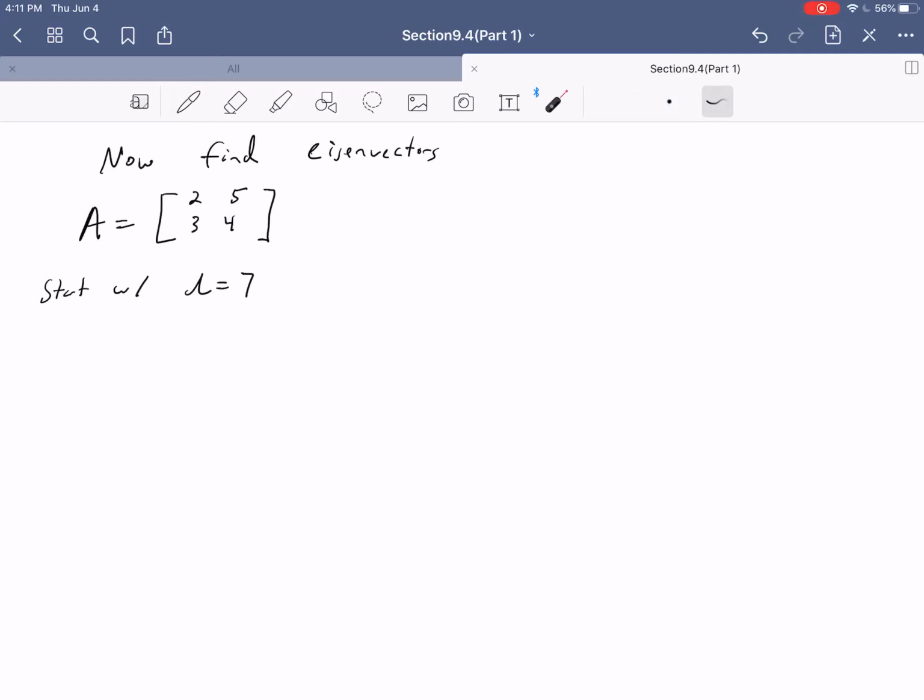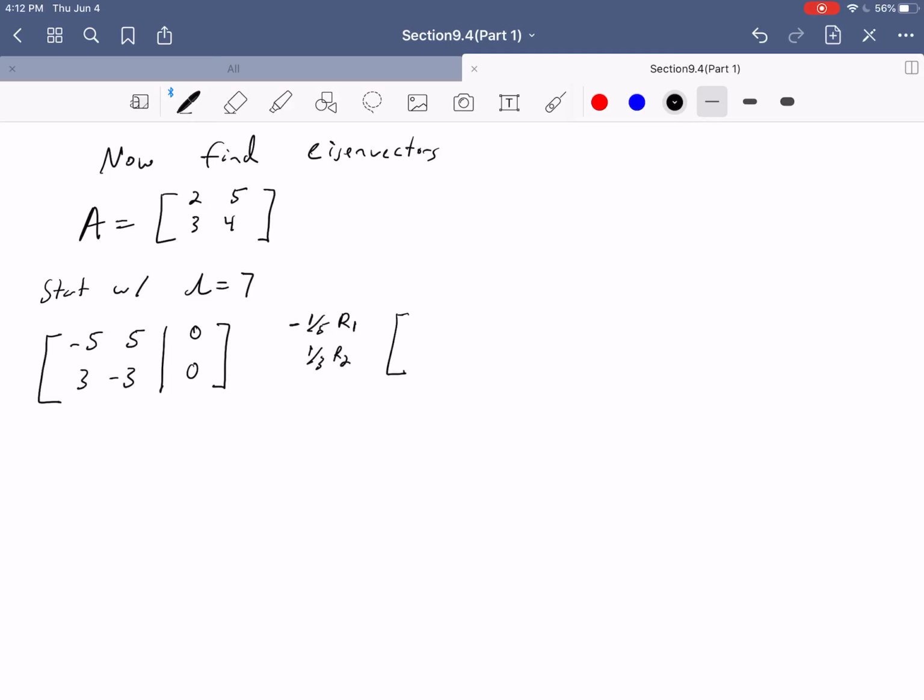So how do we do this? Well, remember, we use A minus lambda I as our coefficient matrix, and then we solve the corresponding homogeneous system. So we'll subtract 7 off the diagonal, so minus 5, 5, and then 3, minus 3, and then we'll augment with 0, 0, and we'll need to solve that. Should be pretty easy to do so. We can do minus 1/5 R1, and we can do, say, 1/3 R2. So it looks like we should get 1, minus 1, 0, and then 1, minus 1, 0 there.